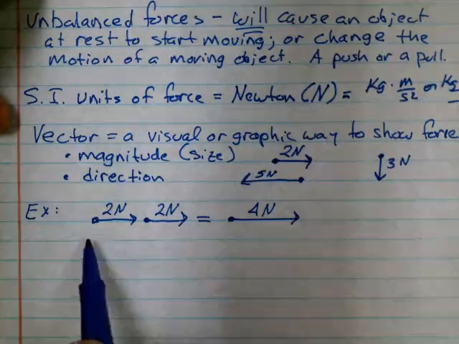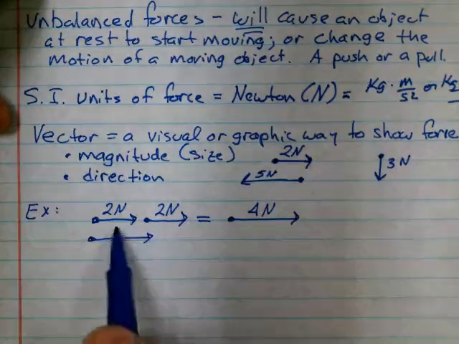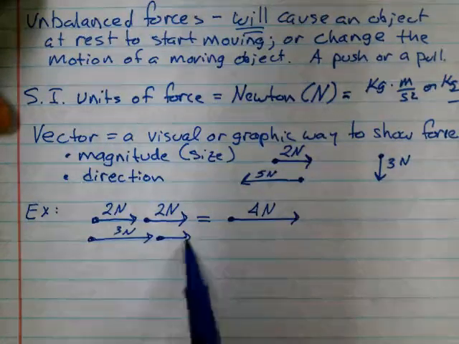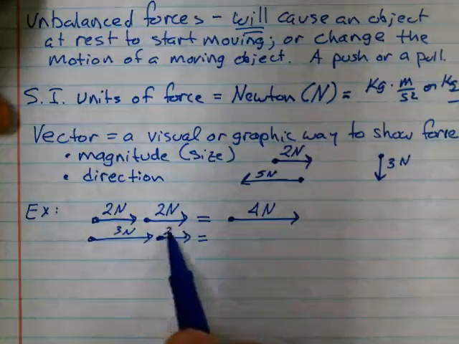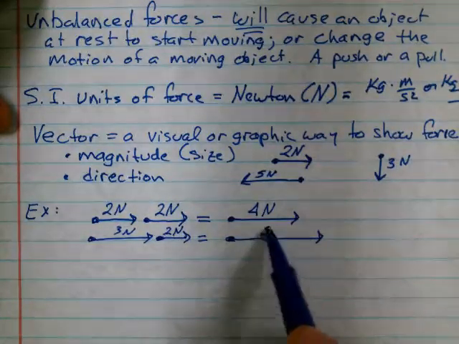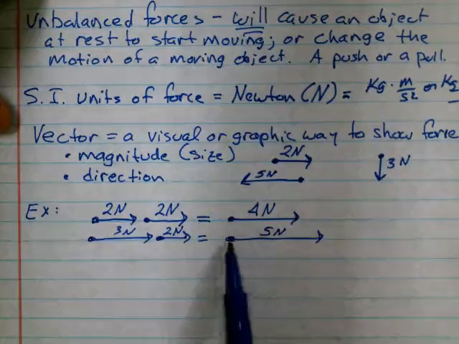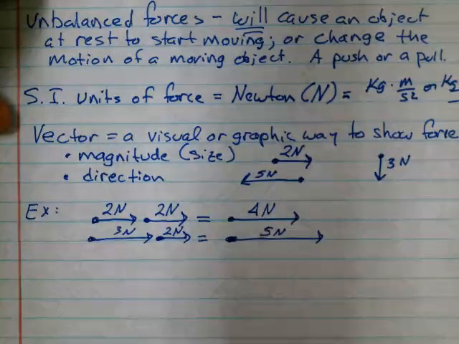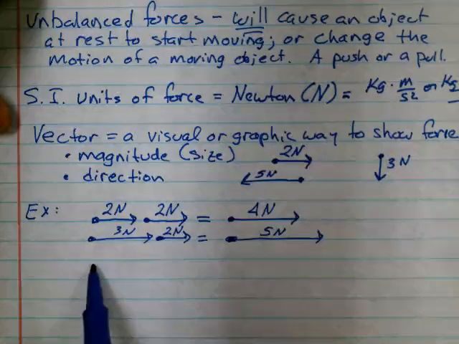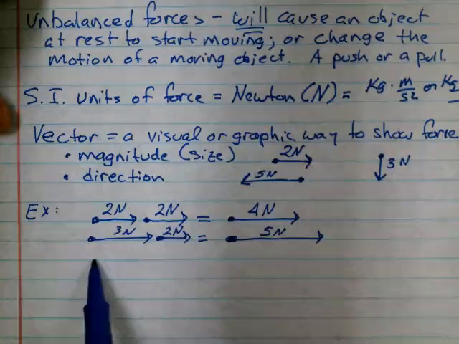Another example would be if I had a 3 Newton force and a 2 Newton force. That would give us a resultant vector of 5 newtons. So it's important that we put the dot, the arrow, and then we label it with what force it is. Now, in both of these cases, you have force vectors that are going the same direction.